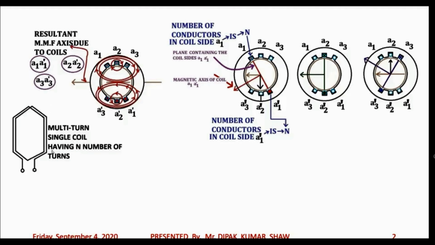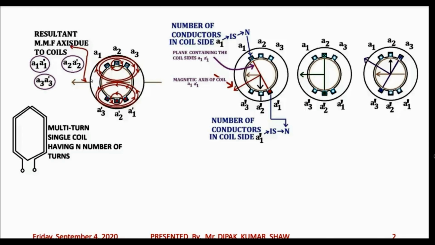This multi-turn coil will have n number of turns, although it is one single coil. So don't think that it is n number of coils. It is only one single coil, but this one single coil is having n number of turns, so it is known as multi-turn coil. So all the 3 coils, A1 A1 dash, A2 A2 dash, and A3 A3 dash, are multi-turn coils having n number of turns.